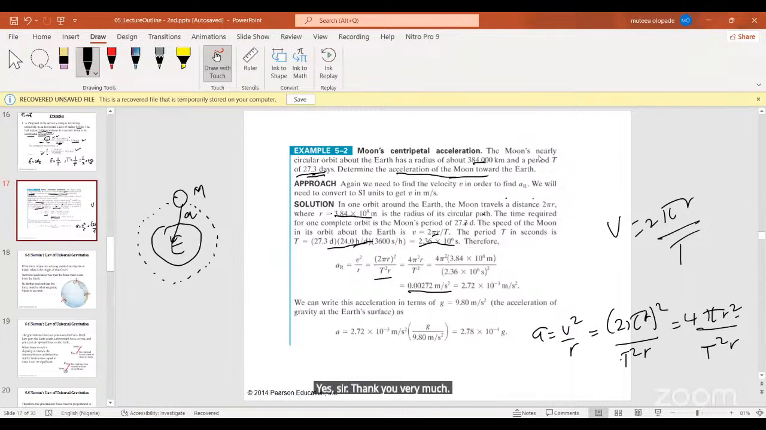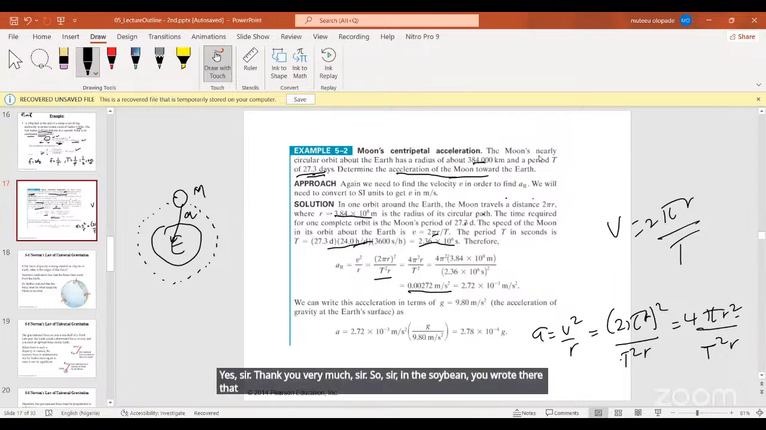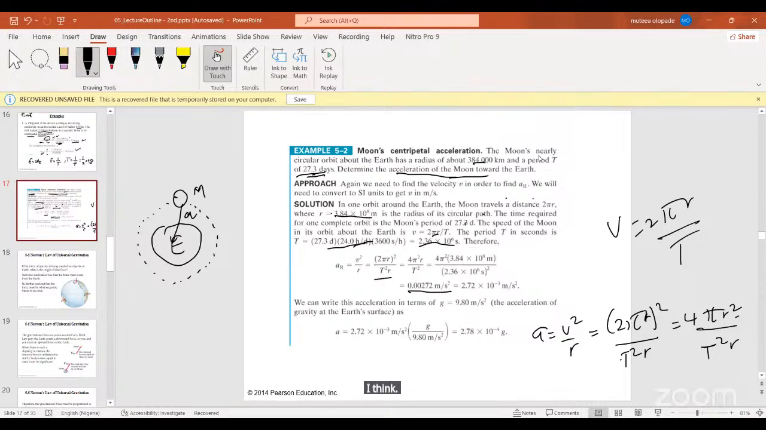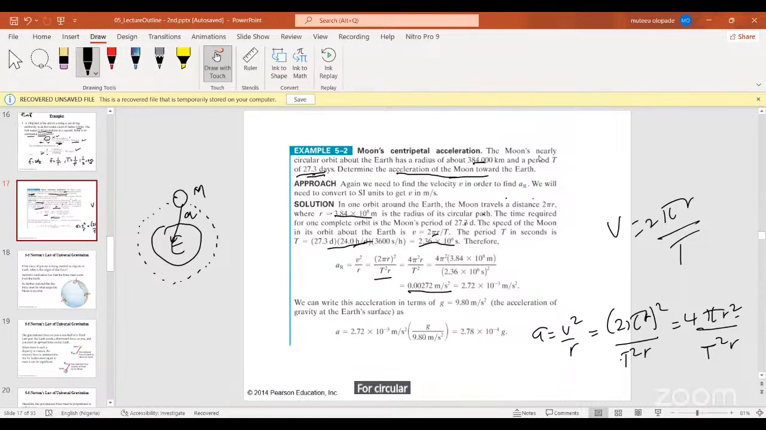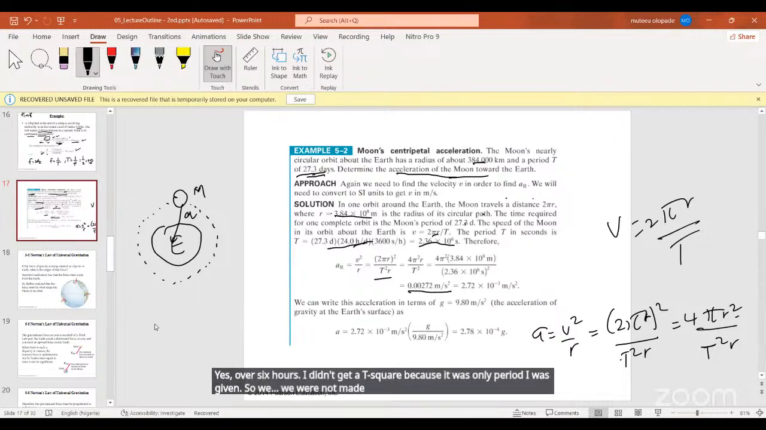So, sir, in the solving, you wrote there that a is equal to v squared over r, then equals to this (2 pi r) squared over T squared r, for circular motion. So I didn't get the T squared because it was only the period that was given. We were not made to know in the question, sir, that it was.